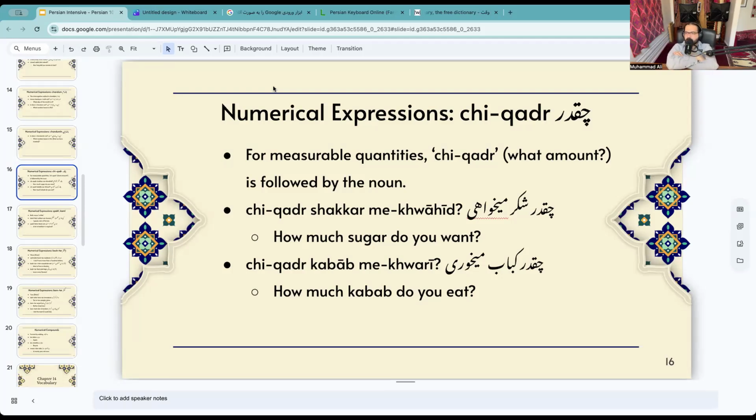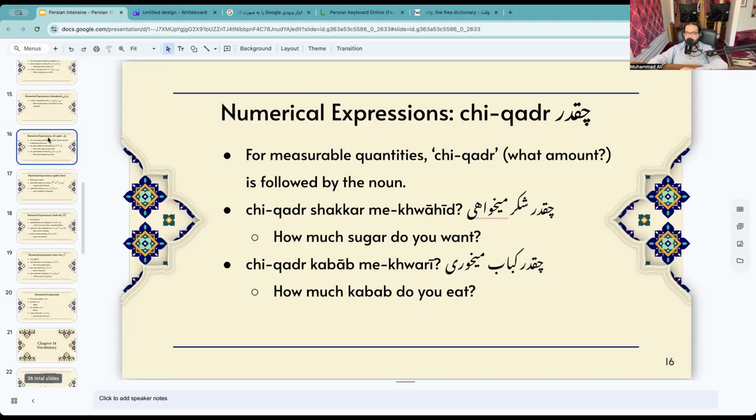And this is for quantitative things that are measurable. Cheqadr shekar mikhahi, and it's followed by a noun. How much sugar do you want? Cheqadr kebab mikhori, how much kebab do you eat in a single sitting? It's basically captured by how much, what amount, etc. in English. And literally, again, it means what amount.